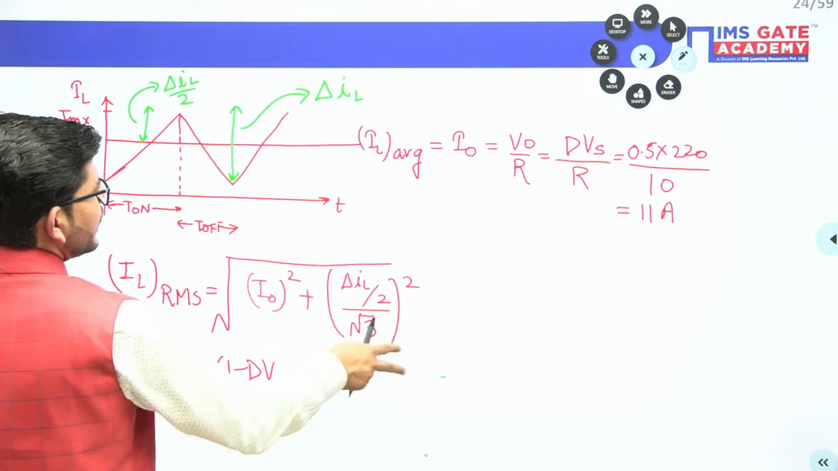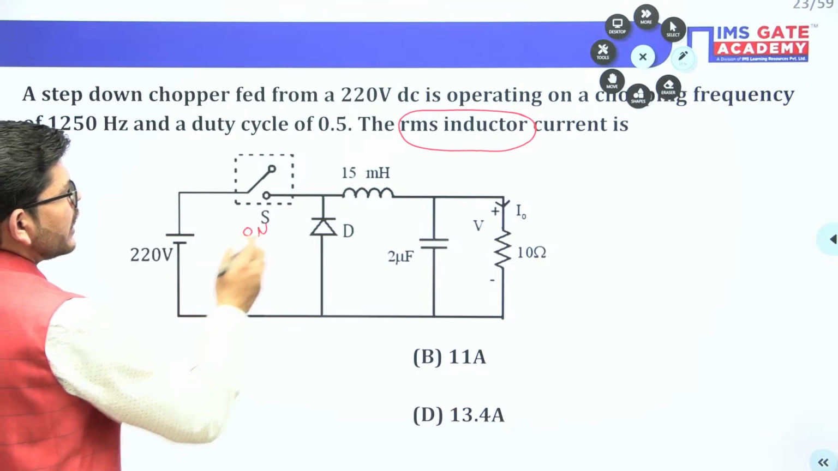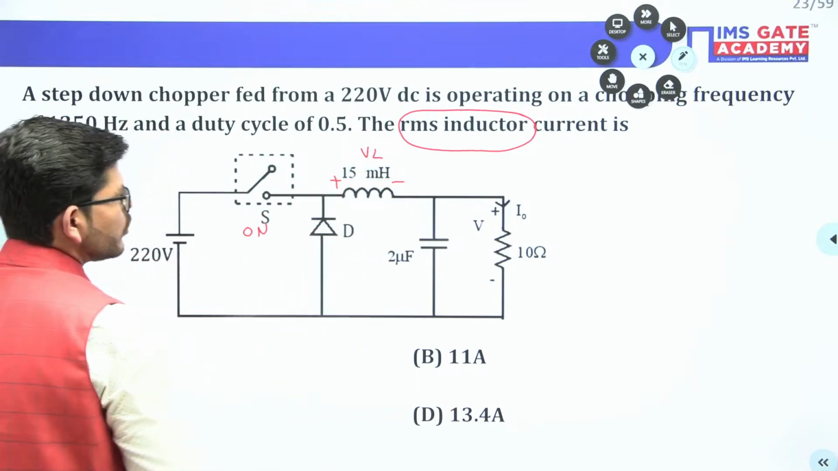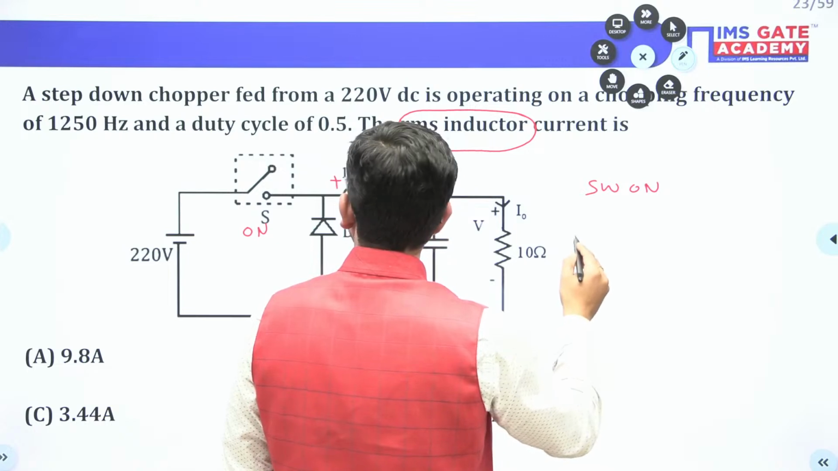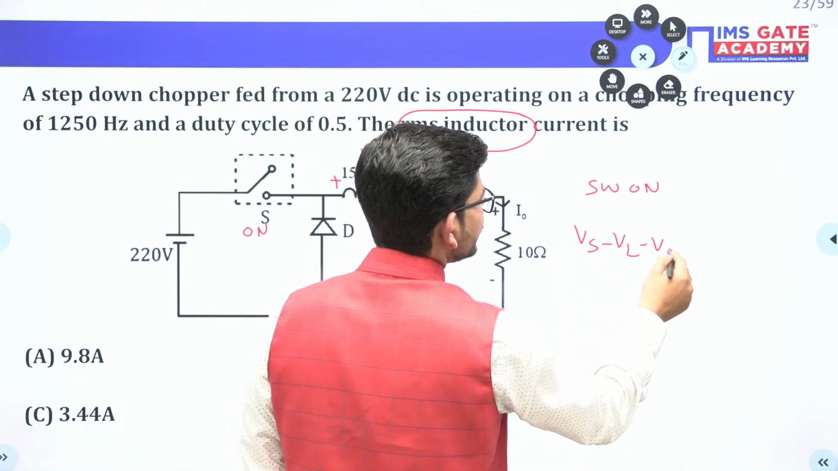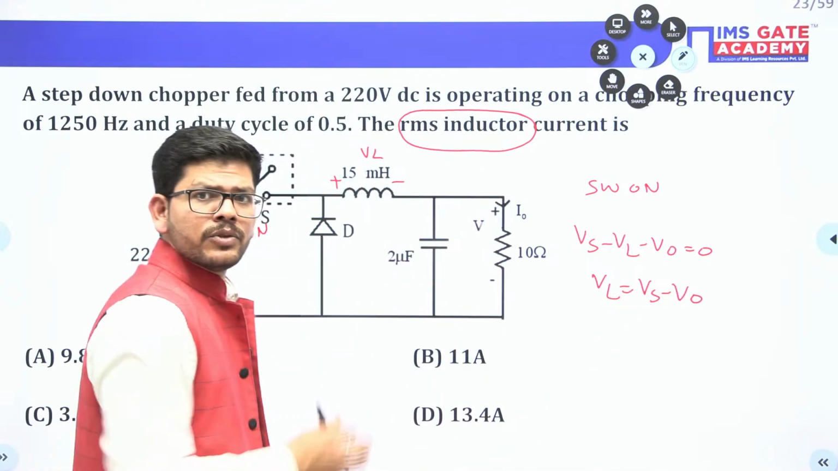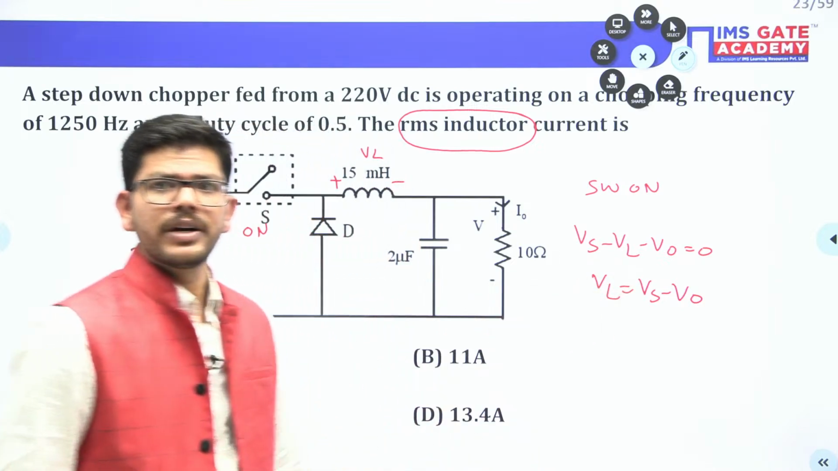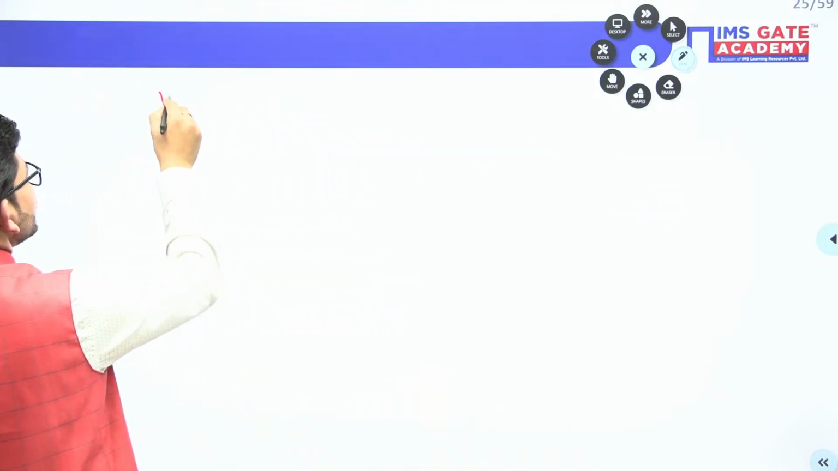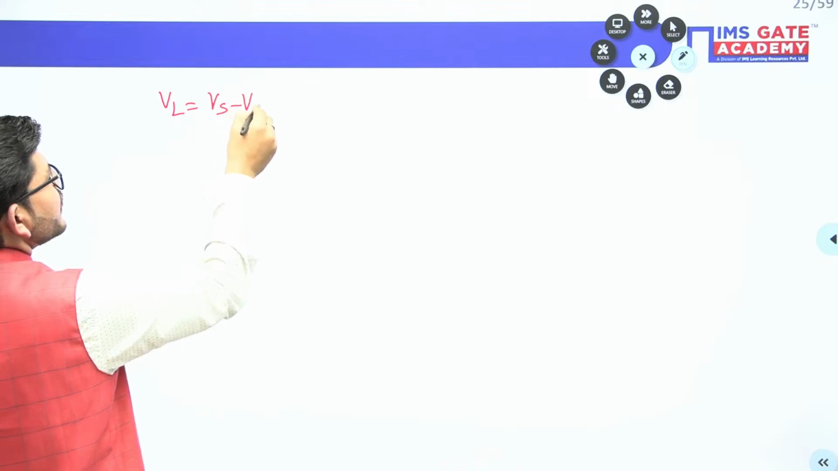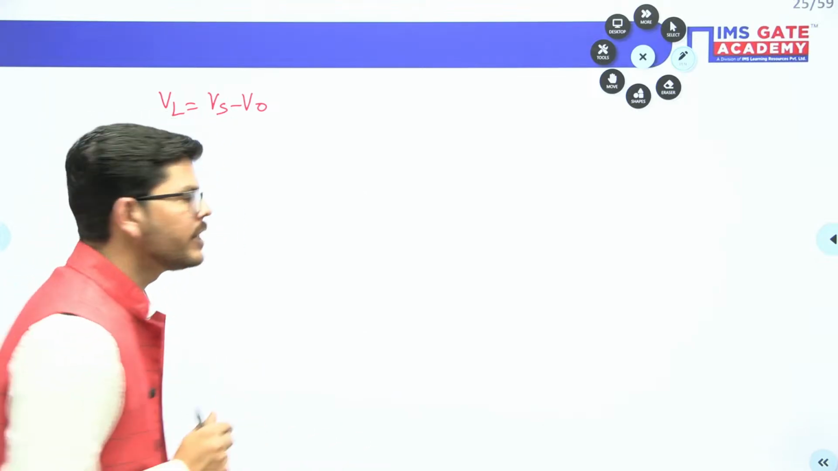So guys, in the figure, when the switch is on, if this is the inductor voltage, this is the switch voltage, and this is the output voltage, and you apply KVL, what will happen? Vs minus VL minus V naught is equal to 0, or VL will be equal to Vs minus V naught, isn't it? So when the switch is on, the inductor voltage is Vs minus V naught. I told you we just require the circuit and the rest will be done, and the circuit will always be given to you in the problem.